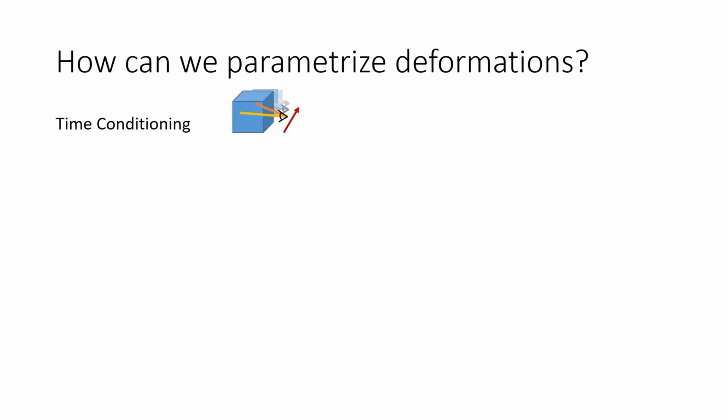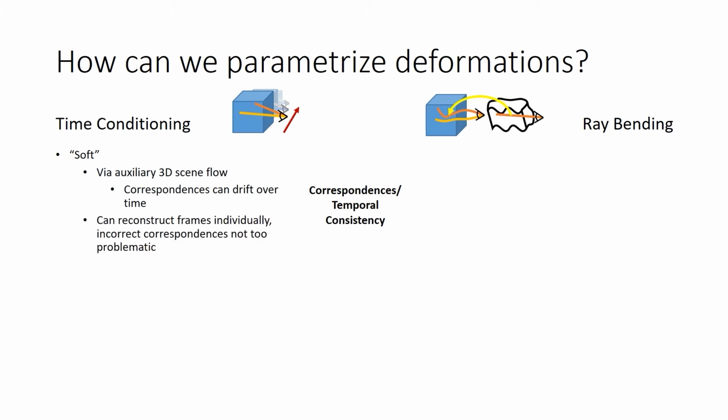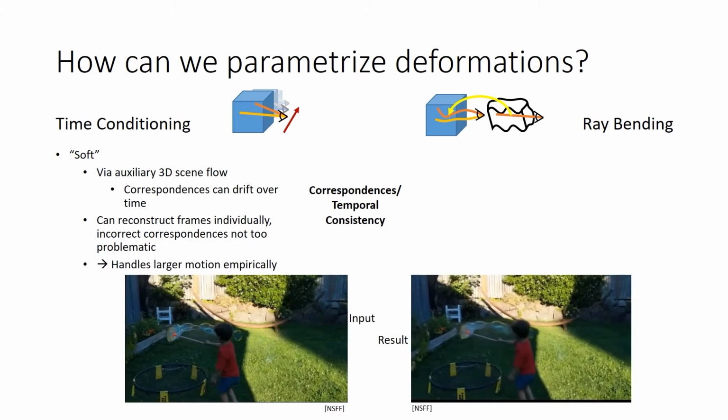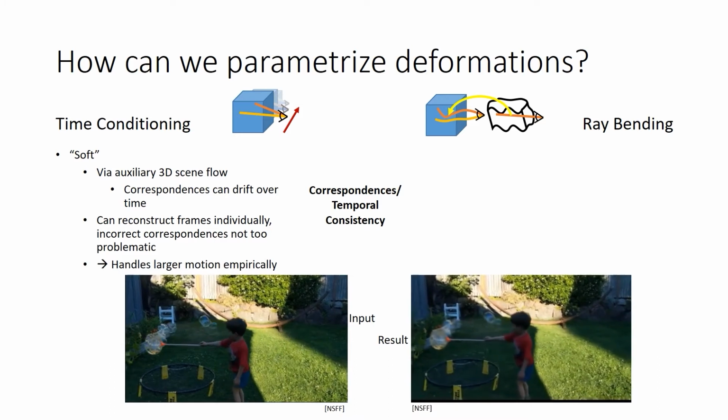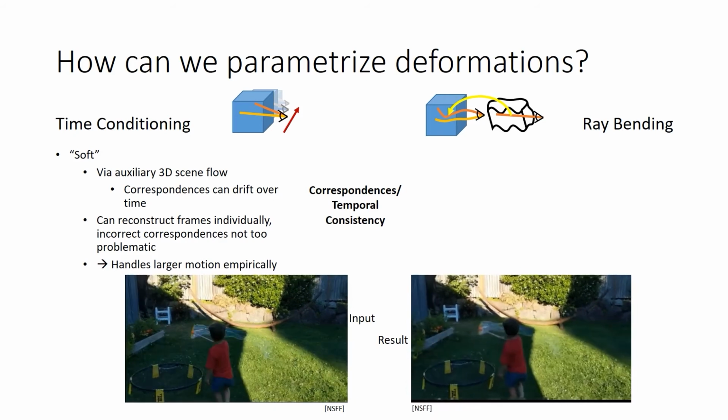We have time conditioning and we have ray bending. The crucial difference between both is correspondences or temporal consistency. In the case of time conditioning, the correspondences are more of a soft constraint. They are modeled by an auxiliary 3D scene flow and they can drift over time. This allows time-conditioned methods to reconstruct frames rather individually, since incorrect correspondences across time are not too problematic. Thus, these methods can empirically handle larger motion. We can see this here. The input video on the left is rendered into novel views on the right.